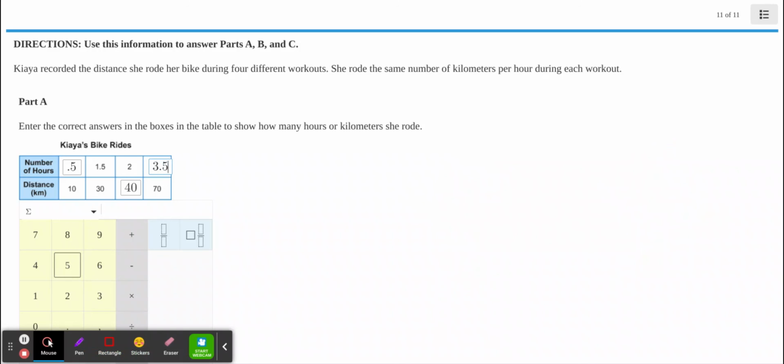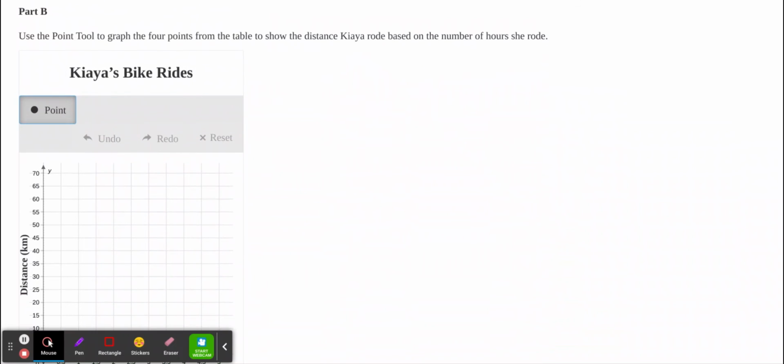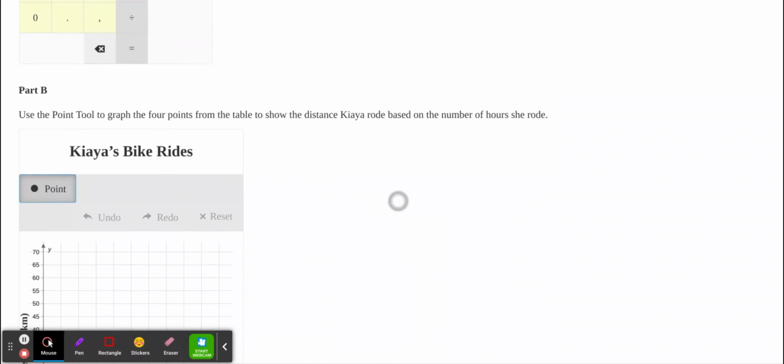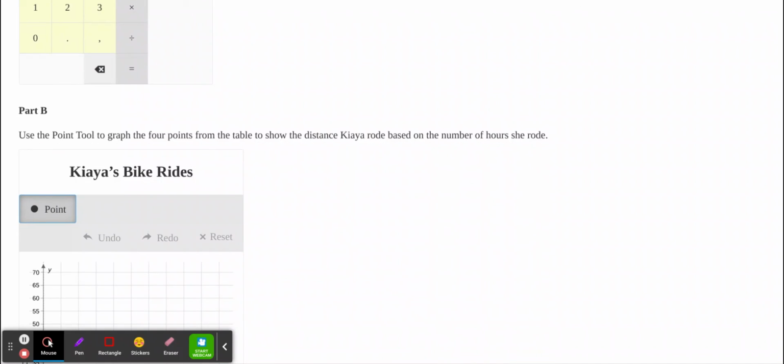So that is the answer to the top part, or part A, of this problem. But we've got to move on and work then on part B. So we're going to use the point tool to graph the points from the table to show Kaya's distance that she rode based on the number of hours that she rode. So we're going to use our numbers from up top. We have 1/2 hour was 10 kilometers.